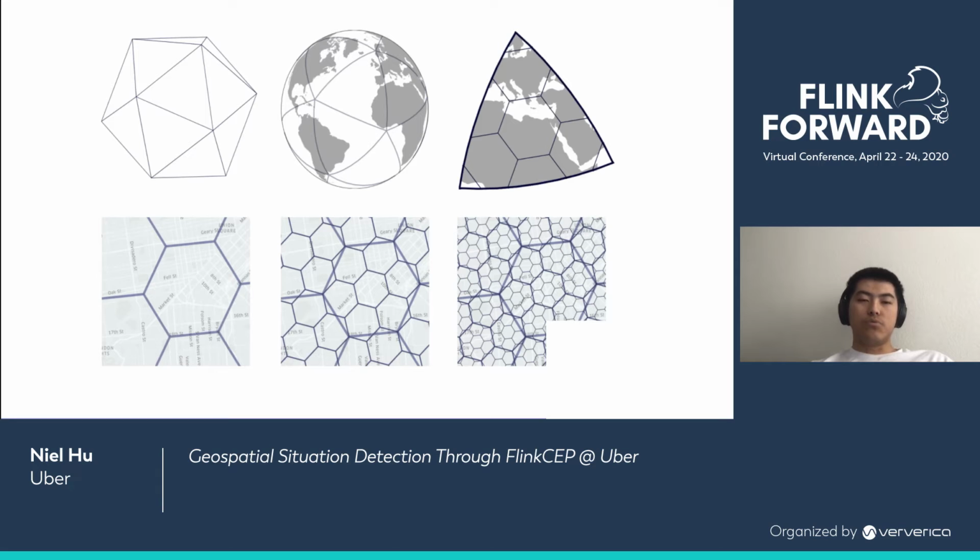Here, I would like to briefly, probably oversimplify, the way that H3 does geoindexing. First, we have Earth, and then we create an icosahedron and project that onto the Earth's surface. For each triangle tile, we divide that triangle into 7 hexagons. And for each hexagon, we can divide into 7 more subhexagons. We can apply this procedure recursively until we get the desired resolution.